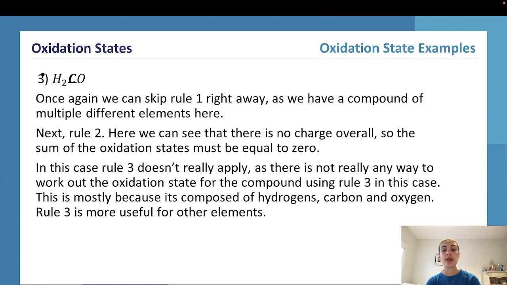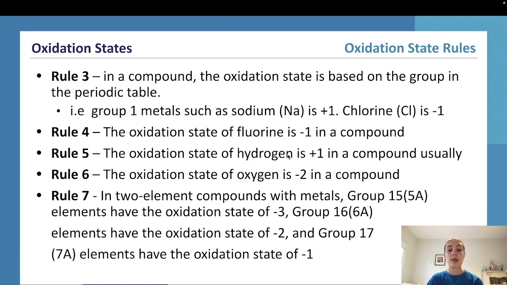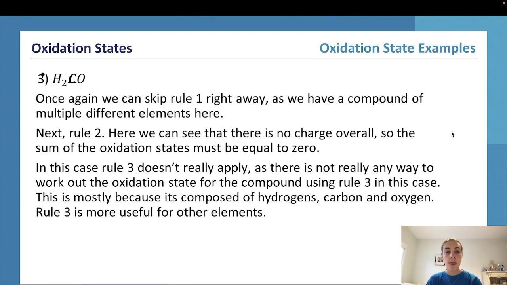Our hydrogen rule is telling us that, if we go back to our rules, hydrogen is going to be +1 in a compound, and oxygen is going to be -2 in a compound. So we can skip forward and say that each hydrogen is going to have a charge of +1. We've got 2 of them, so it's going to be 2 times +1, which gives us a charge of 2. Each hydrogen has a charge of +1, but overall, because there's 2 of them, we've got +2.